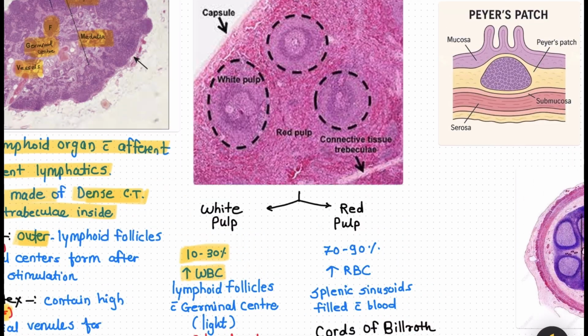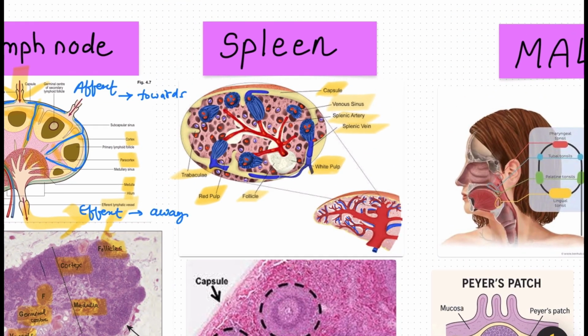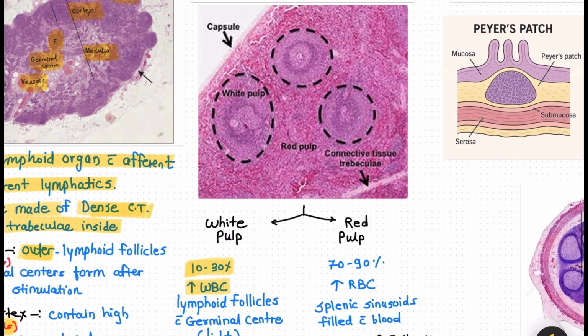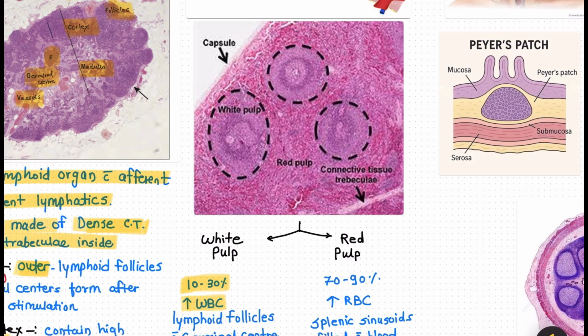Look at this white pulp. This image is also showing the white pulp, and surrounding this white pulp is red pulp. In this histopath, you can see this round structure, marked with interrupted lines. It is nothing but white pulp, and the matrix is red pulp.